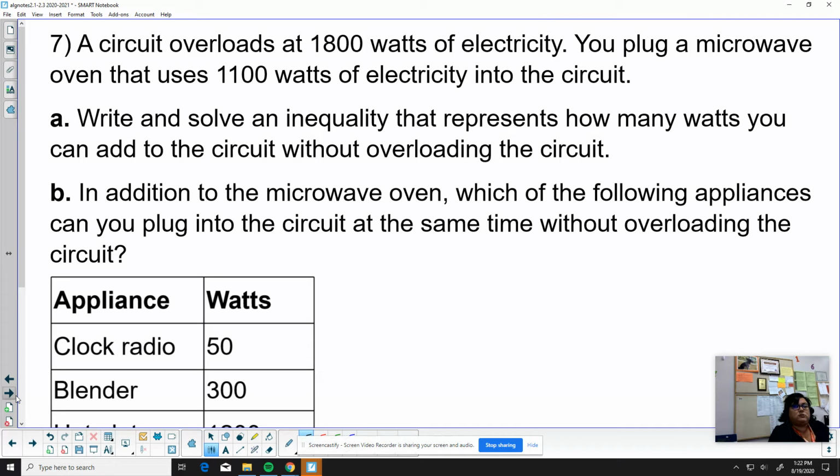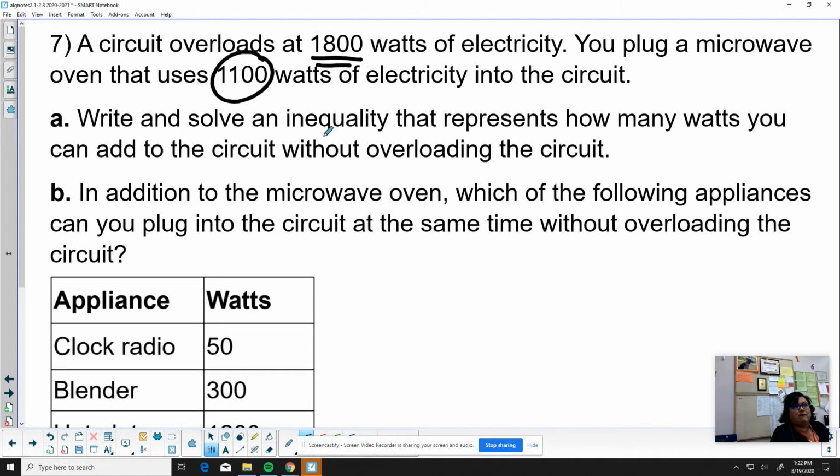Okay, here's another story problem. So it says a circuit overloads at 1,800 watts of electricity. So it overloads at that amount. So if you get that number or 1801, 1802, the circuit is going to overload. Okay, they're kind of talking about a wall plug-in, I think. You plug a microwave in that uses 1,100 watts into the circuit.